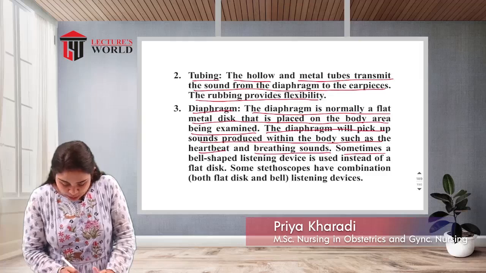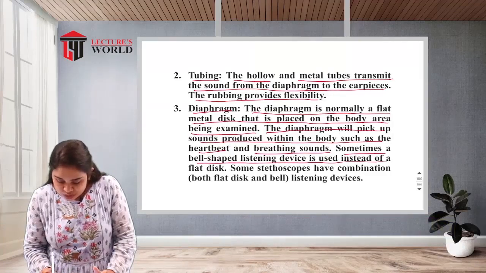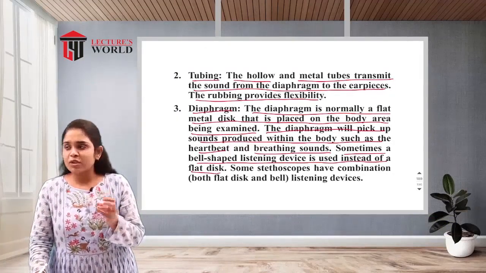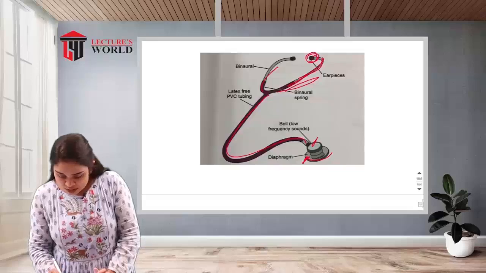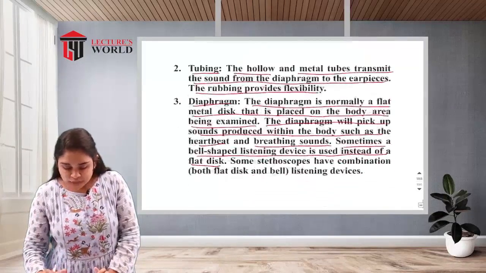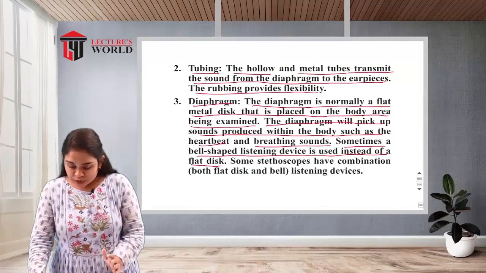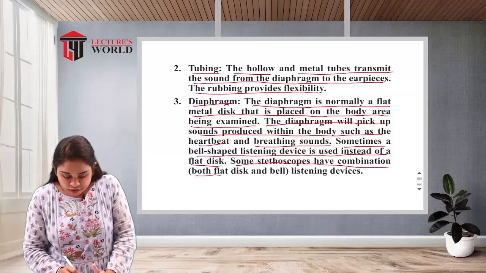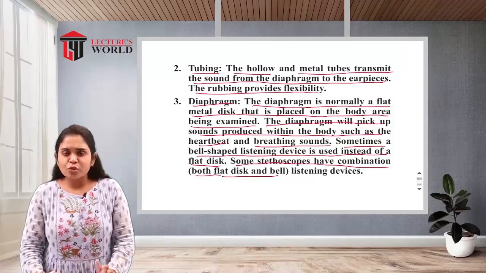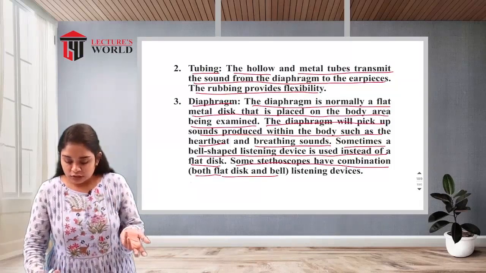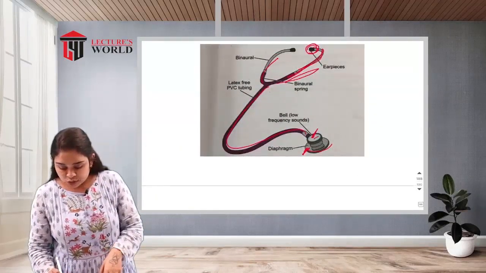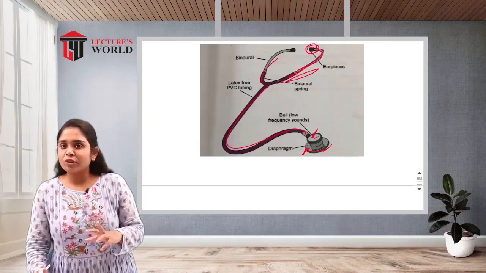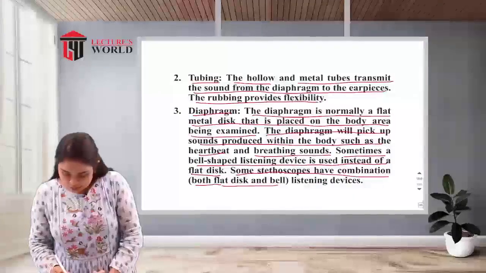Sometimes a bell-shaped listening device is used instead of a flat disc. Sometimes we can use the bell-shaped part also, but that is for listening to low frequency sounds. Some stethoscopes have a combination of both the flat disc and the bell. Most probably stethoscopes have these two parts. Sometimes they contain only one, and sometimes they have both for listening.